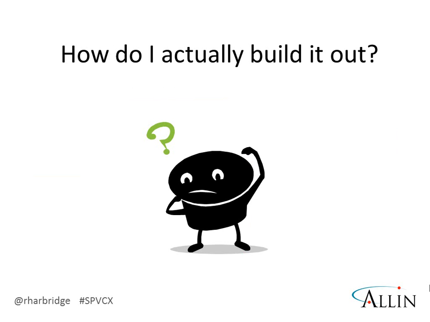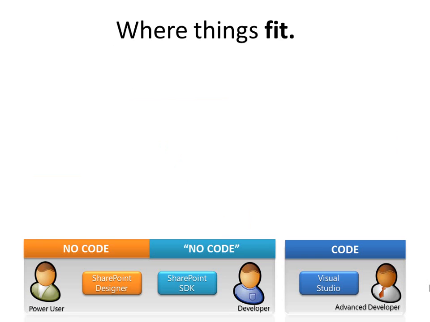So how do I actually build it out? We talked about what this BCS is. It's got features, it's got the external list thing, it's got ways that I can leverage it. Great. How do I actually use it? How do I make that work? Well, there's three approaches or pieces to this.